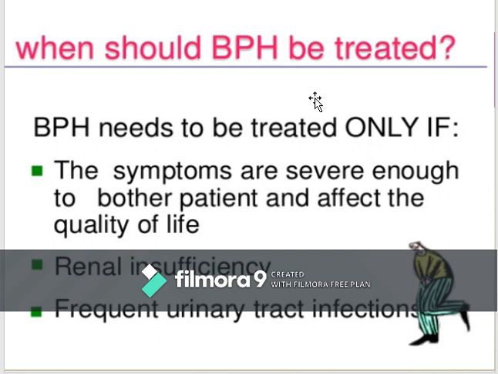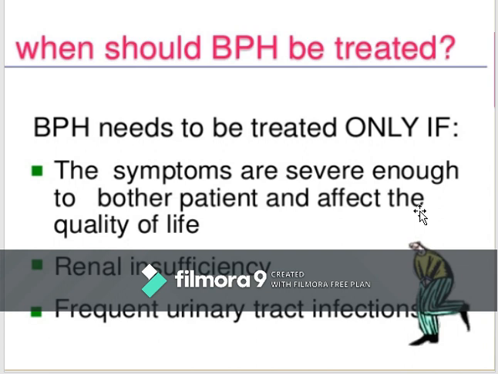As I already told you, benign prostatic hyperplasia is a general condition that occurs in almost 50% of males as they grow older, the same way your hair turns gray. So BPH needs to be treated only if the symptoms are severe enough to bother the patient and affect the quality of life. That is, your prostate gland has grown to such an extent that you are not at all able to pass urine properly.